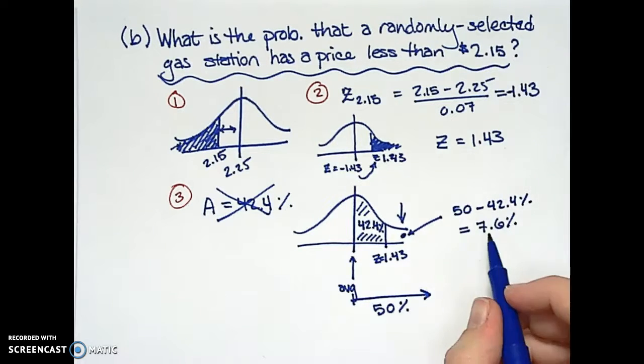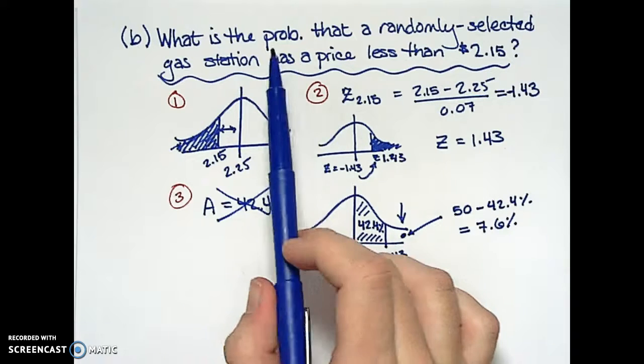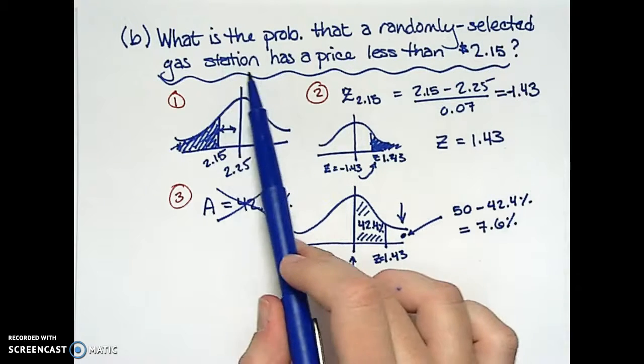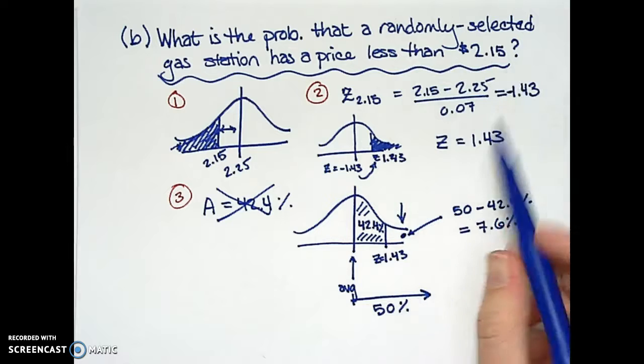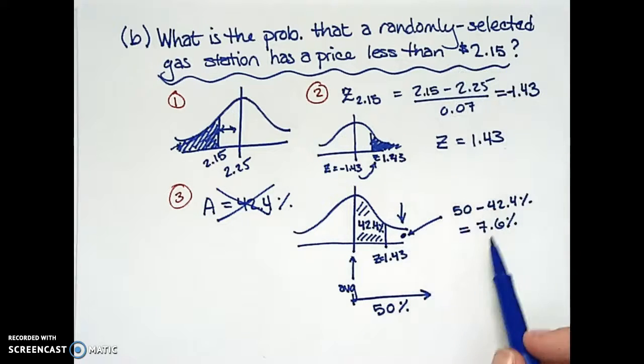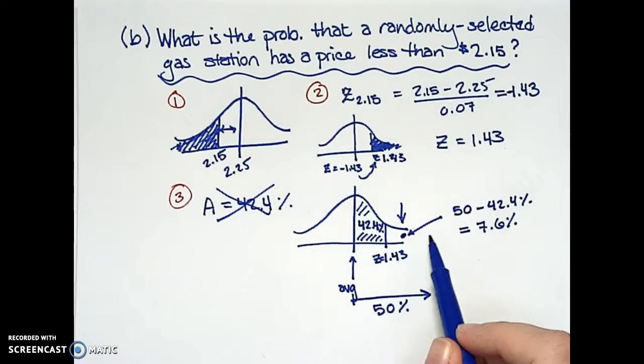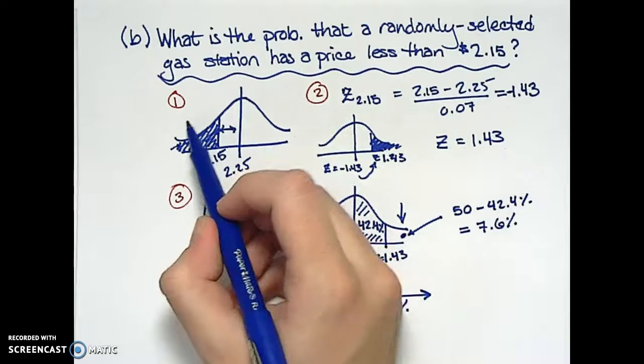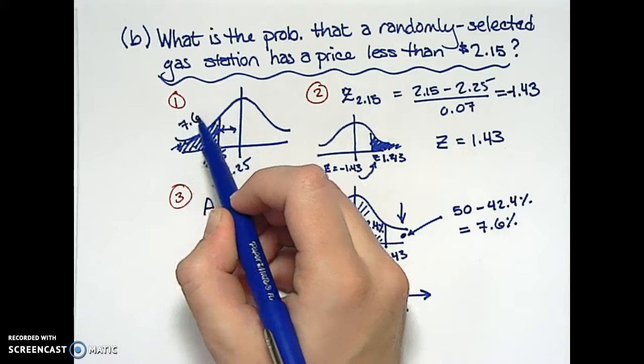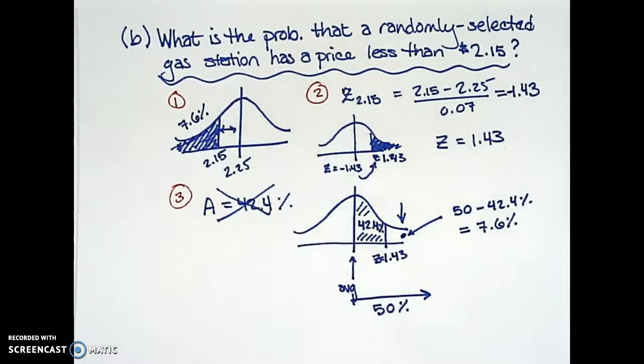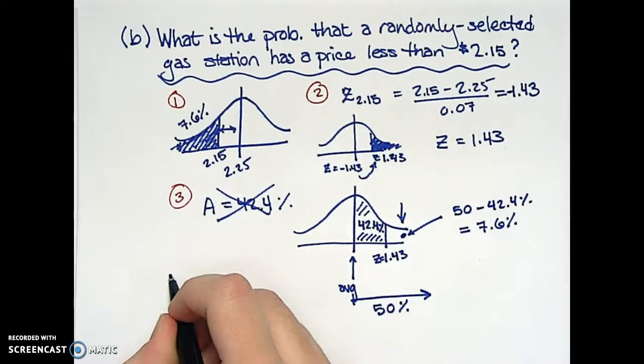7.6%. So the answer to our question really is, what is the probability that a randomly selected gas station has a price less than $2.15? The area of this tail is 7.6%, and that is the answer to part B. There were two concepts that we had to implement in order to solve this part of the problem, and I want you to keep those in mind.